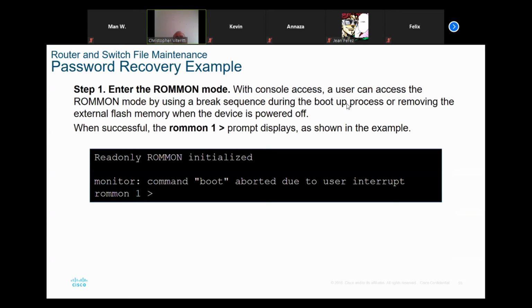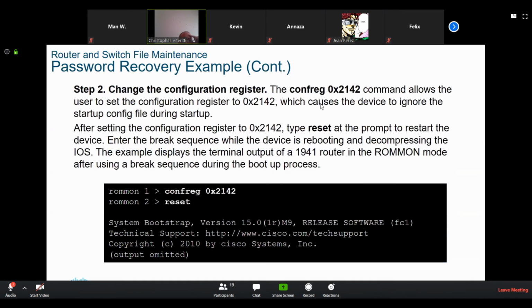It's done. Okay, so this is what it looks like. Enter ROM-mon mode with console access. User can access ROM-mon mode using the break sequence during the boot up process or removing the external flash memory when the device is powered off. When it's successful, you'll see the rommon 1 > prompt as shown in the example. Okay, every command you enter, the rommon value bumps. Change the config reg.